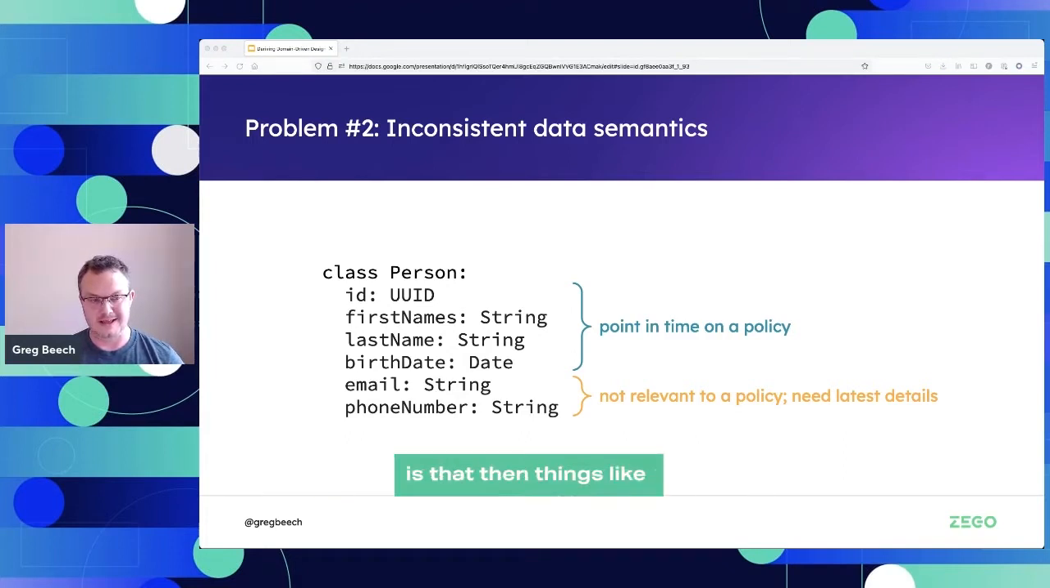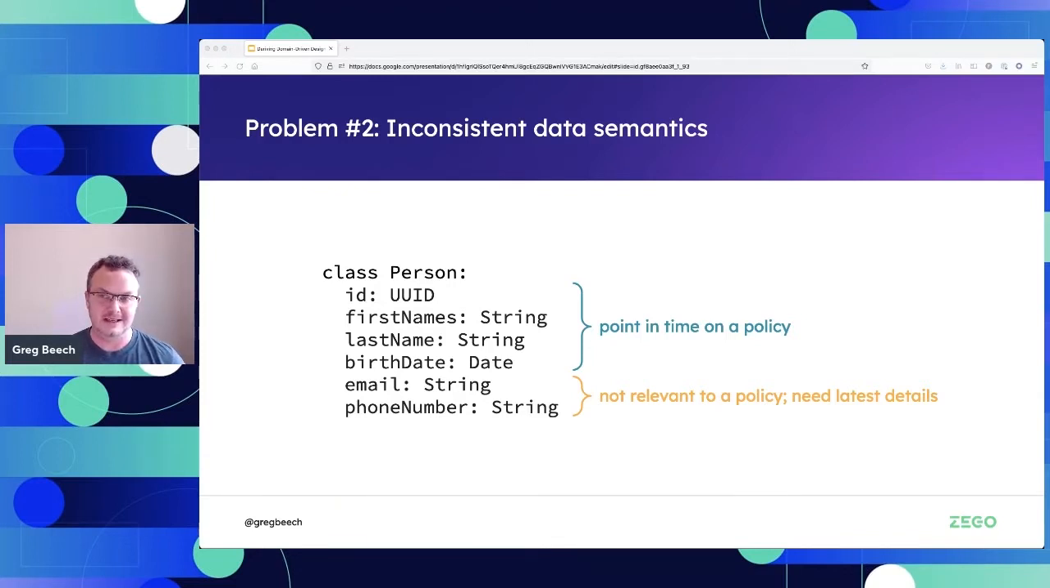The other problem we've got is that things like email and phone number actually aren't relevant to a policy. If you change your email or your phone number and you don't tell your insurance provider, it doesn't affect the validity of your insurance policy in the same way that changing your name would. So actually, we don't care about these things from a point of view of a policy.